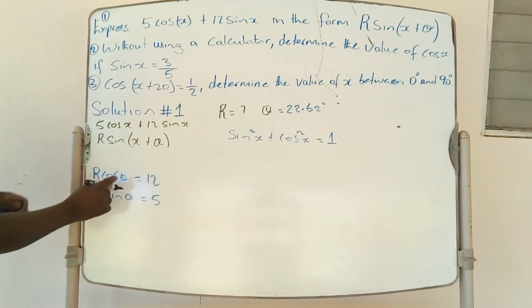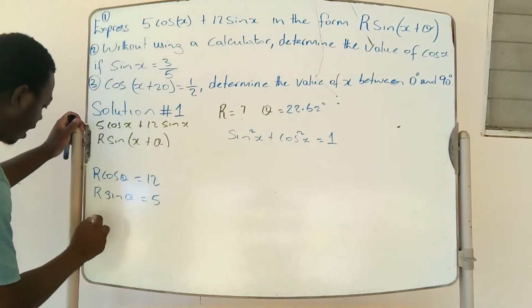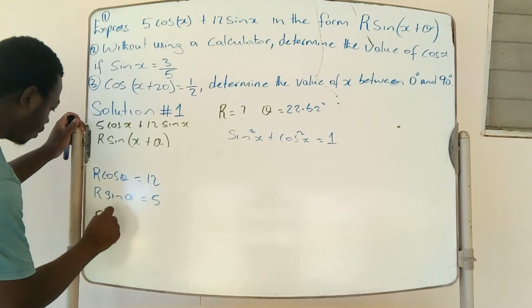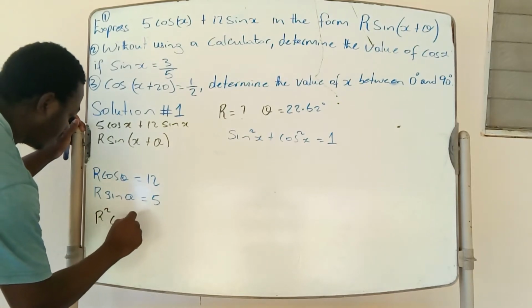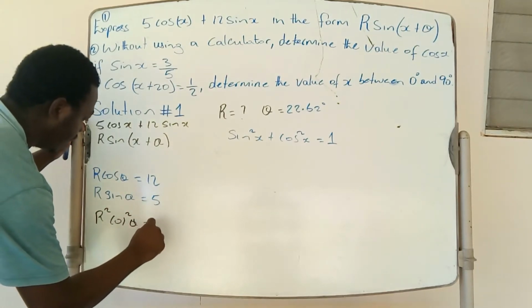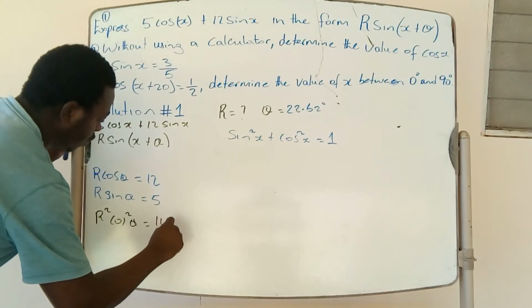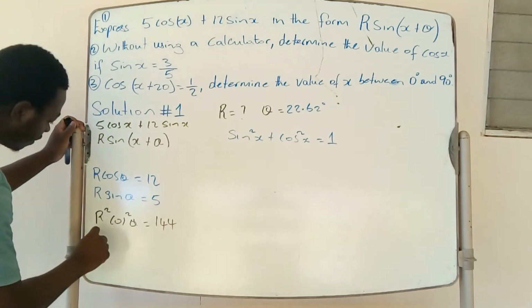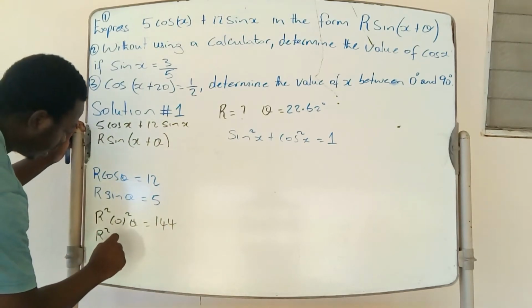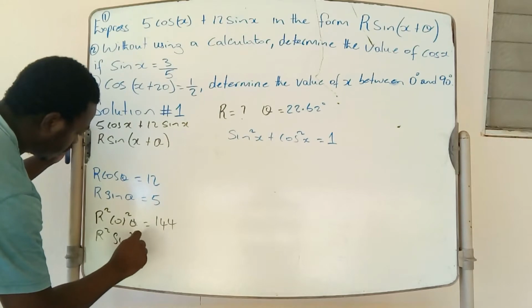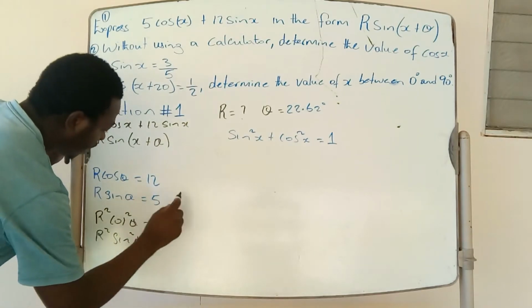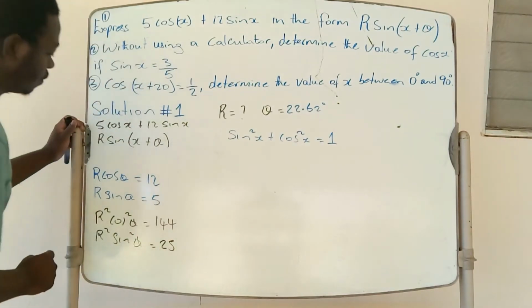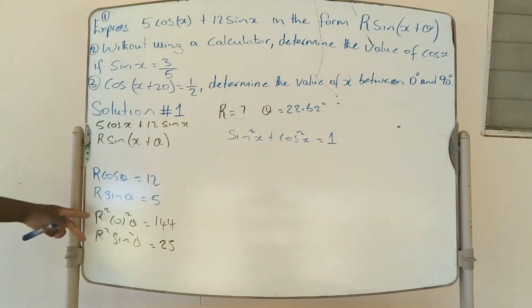I will now have, if I square this term, r squared cos squared theta is equal to 12 squared, and 12 squared is 144. And I did the same thing to this one. I will have r squared sine squared theta is equal to 5 squared, which is 25. Right? So now I have two equations, and I am going to solve these two equations simultaneously.